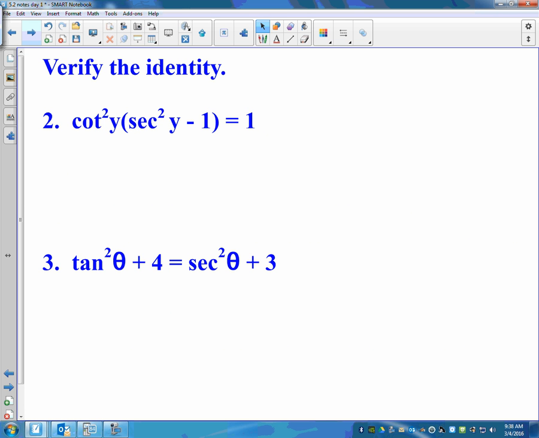Not all proofs have to be really complicated. They could just be 1 or 2 steps. So verify the identity. We want to show that these two sides are equal. So you want to pick the side that's more complex to work with, right? Like, I'm not going to pick to work with 1. I'm going to work with this side and try to make it equal 1.